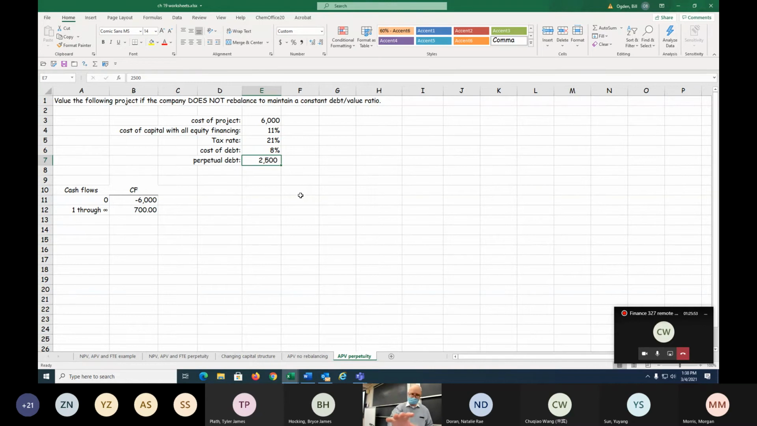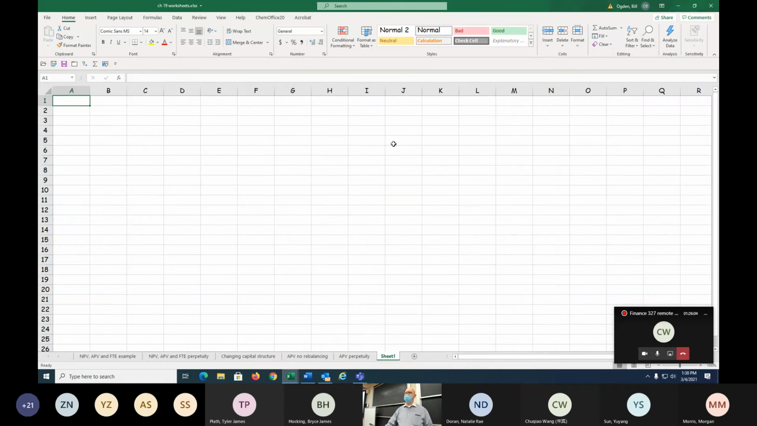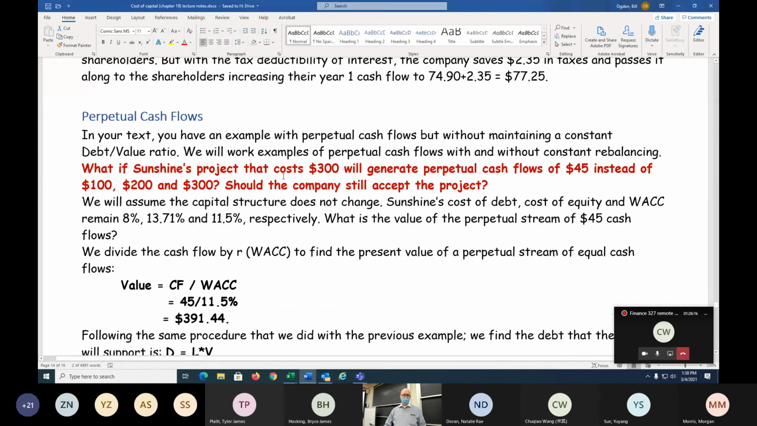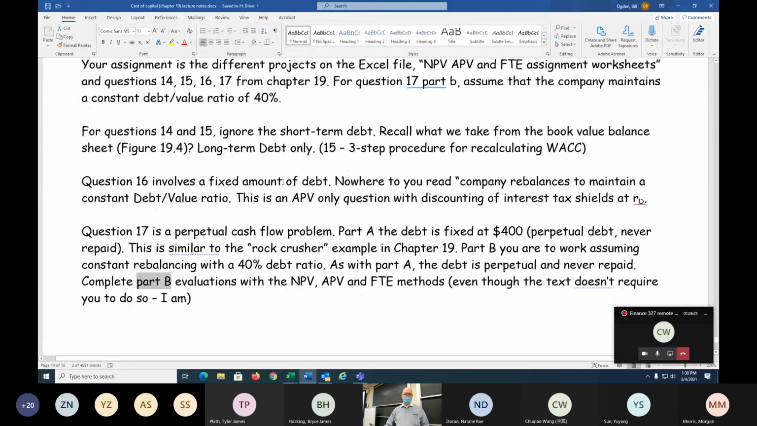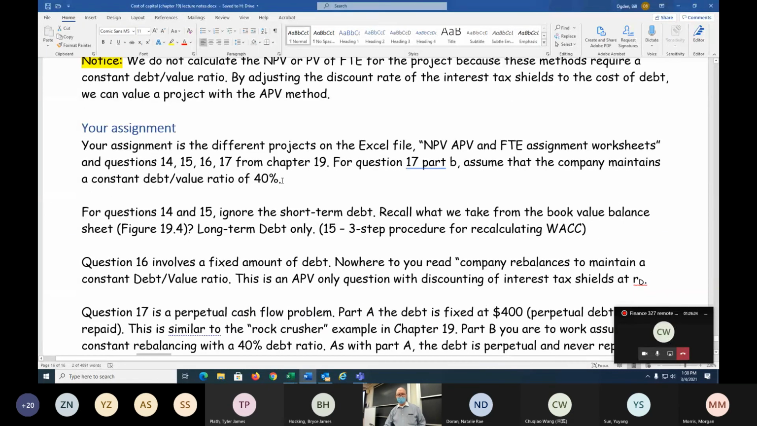Okay, so you got these sheets. You got to answer all those, plus you got 4 questions from the book. What I would suggest you do is just add another sheet, and do the book questions on this sheet. They're much easier than anything I've asked you to do. I've got a few hints here at the end of the Word document. You have problems 14, 15, 16, and 17 from chapter 19. We'll get to 17 in a minute.